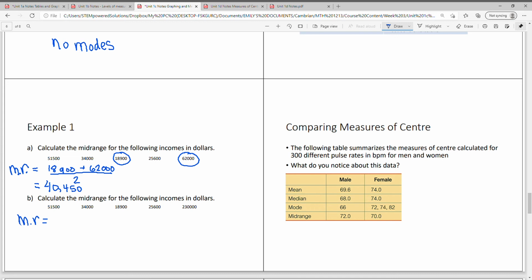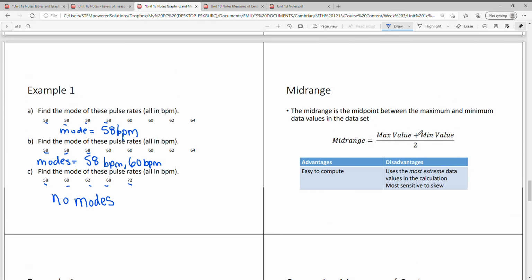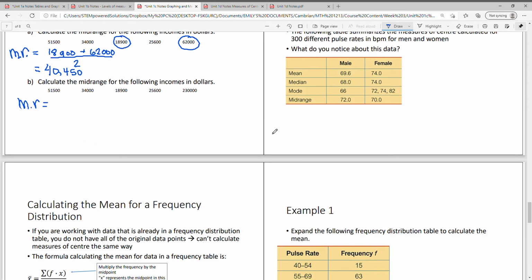Calculate the mid-range for the following incomes in dollars. So we're going to use the same formula that we just used, which is this one right here, max value plus min value divided by 2. So the min value here is 18,900, and the max value is, I believe, 51,500. So we're going to add those two up and divide by 2. So 51,500 plus 18,900 divided by 2 equals $35,200. And I'm going to include units in the first question and also in the second.